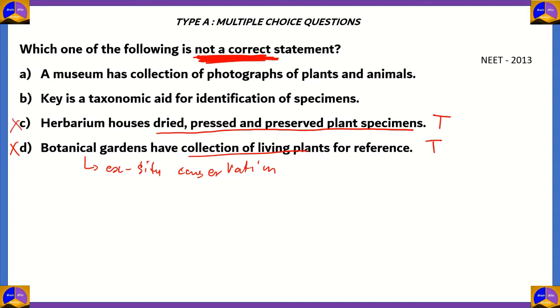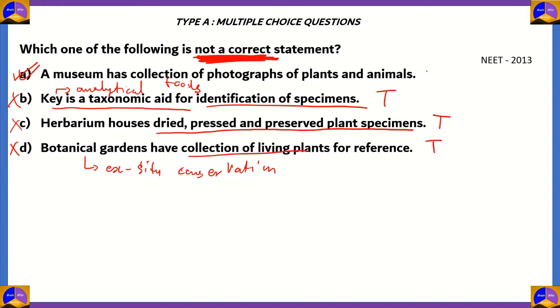What about option B? Key is a taxonomical aid for identification of specimens. Again, this is true. Keys are analytical tools which contain questions that can be used for identifying a particular species. So that means option B is incorrect. The correct answer is option A. A museum has a collection of photographs of plants and animals.